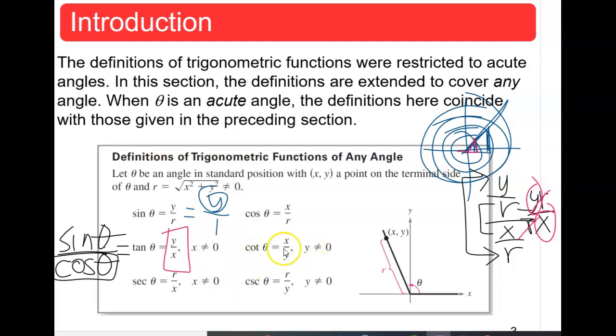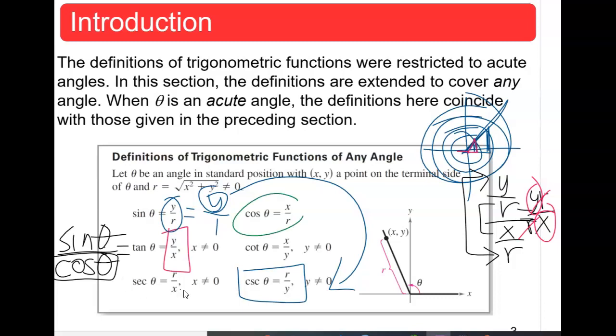Cotangent is the reciprocal of tangent, so you already know it will be x over y. And then finally, we have the last two. Cosecant is the reciprocal of sine, so it makes sense that we have r over y, and secant is the reciprocal of cosine. So instead of x over r for cosine, we have the reciprocal of that, which is r over x. And of course, we're using x and y as the unknown x and y values, and r is the radius of the circle.